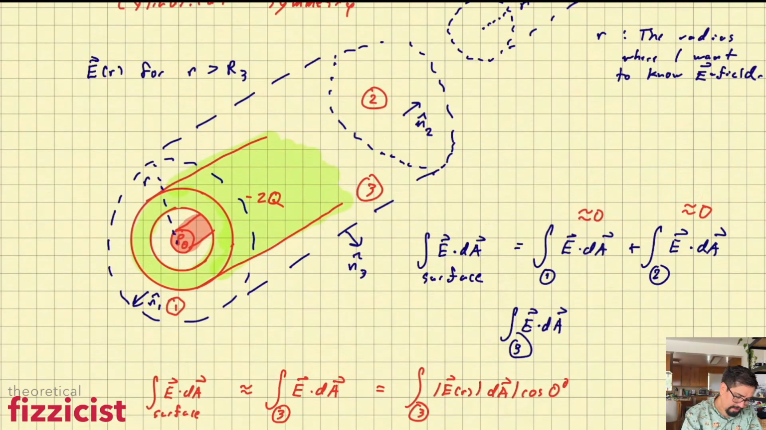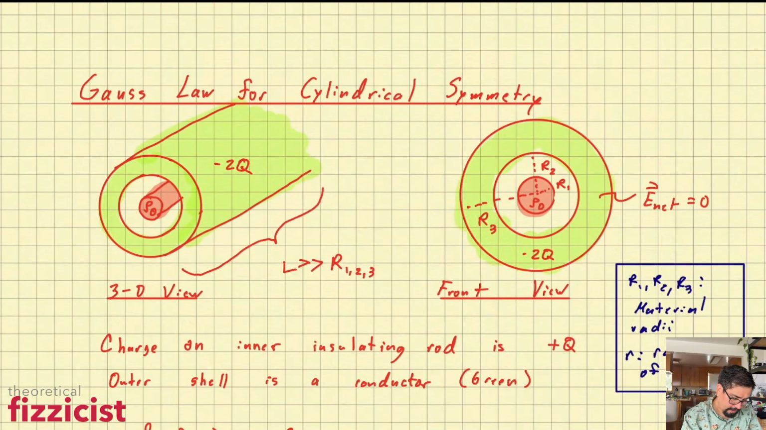Indeed, we already said from the premise of our problem that this outer shell has a charge of minus 2q, and this inner insulating rod only has a charge of positive q. So the net overall charge enclosed actually isn't positive, it's negative. So we wouldn't expect field lines to be leaving the surface of this conducting cylinder and inner insulating rod. We would expect them to be coming in instead of going out.